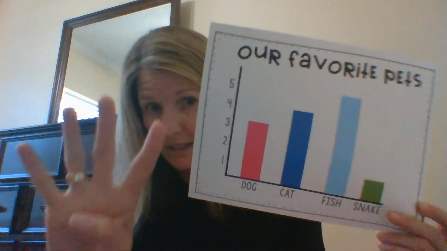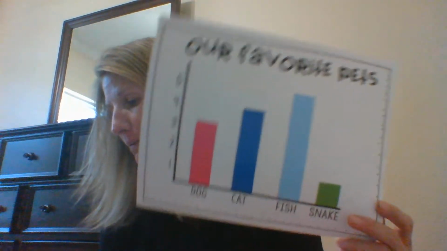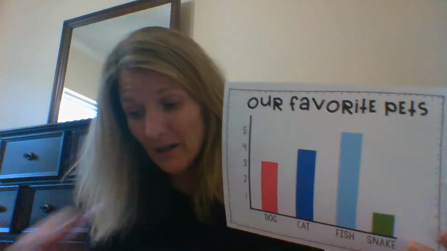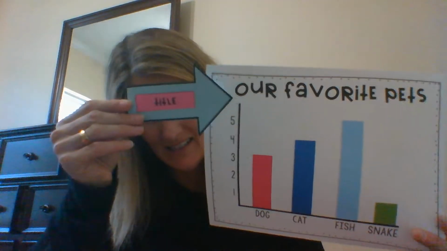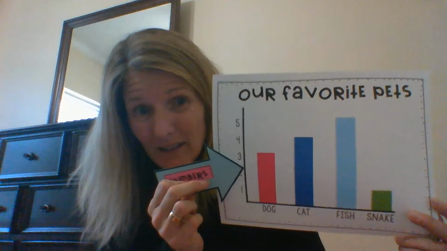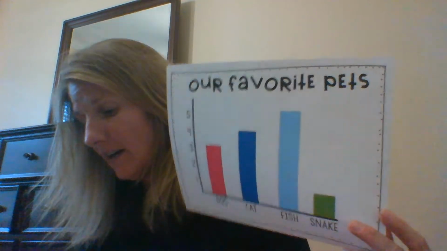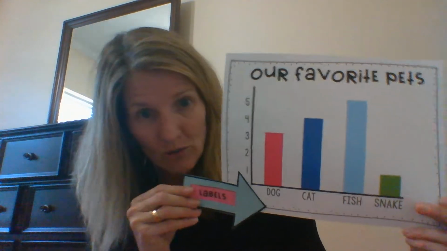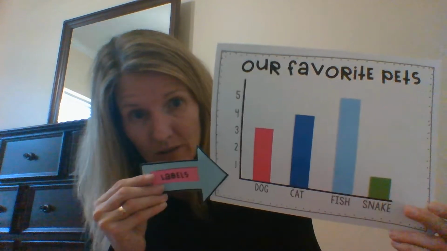So the 4 things you need to always have, if you're making a bar graph, you need data in the form of bars, you need a title, you need numbers on the side so we can easily and quickly see how many of each and compare, and of course you need your labels.